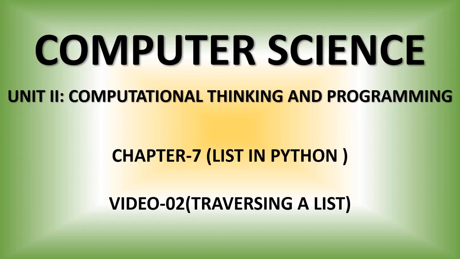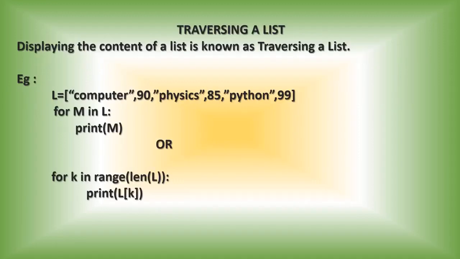Last class we studied about lists. A list is a collection of values enclosed in square brackets and separated with commas. It can be of the same data type or different data types. Today we are going to study how you can display the content of a list. Traversing means just displaying the content. There are two methods you can use to display the content of the list.